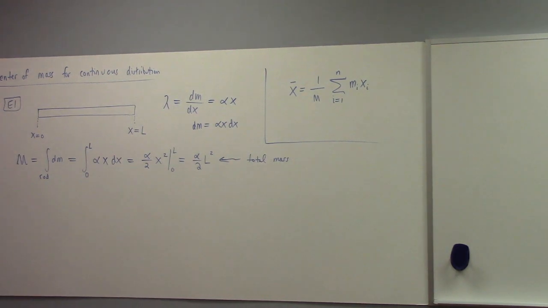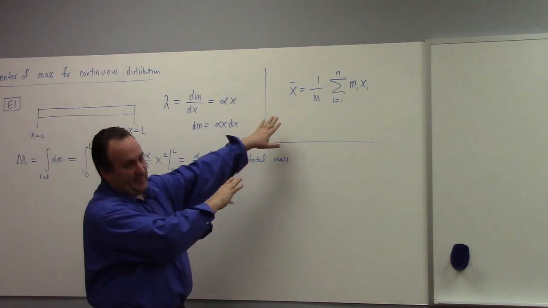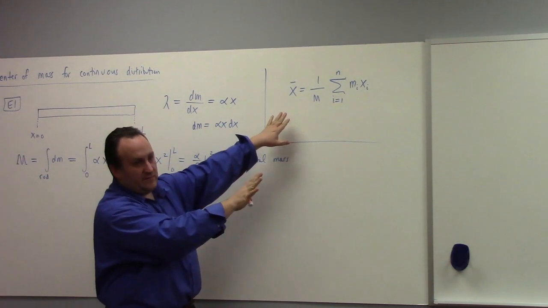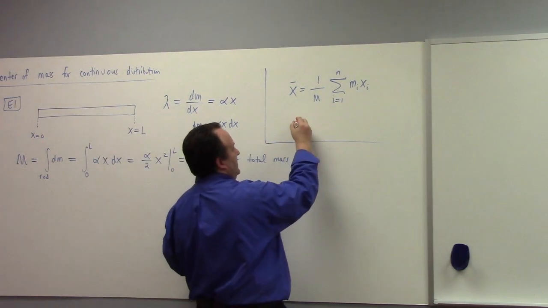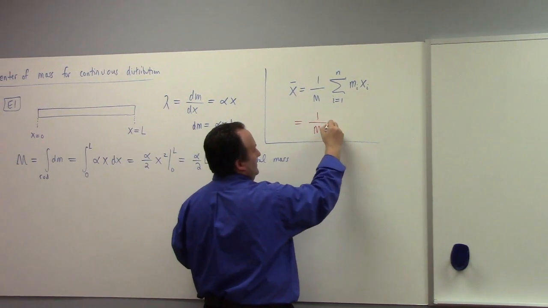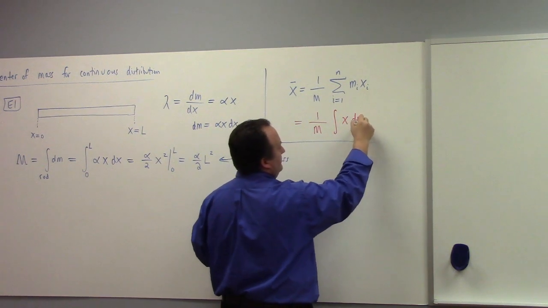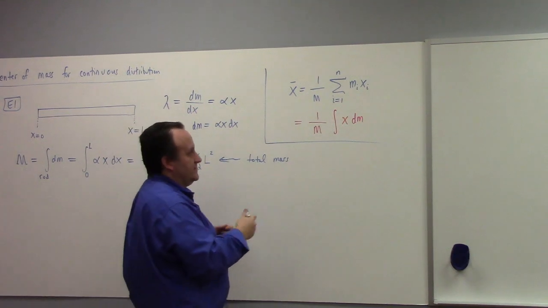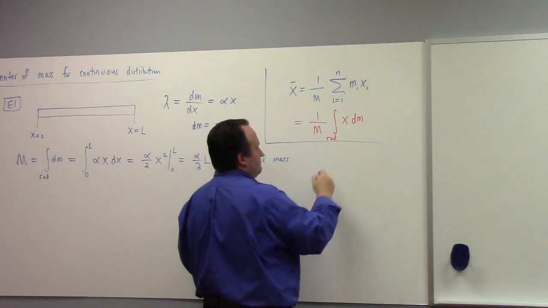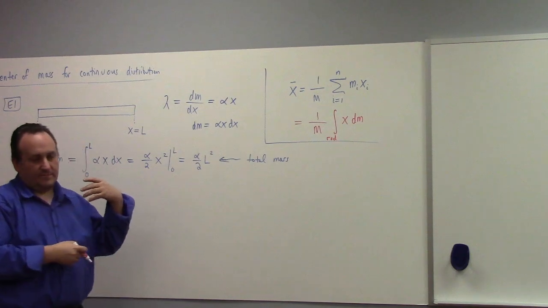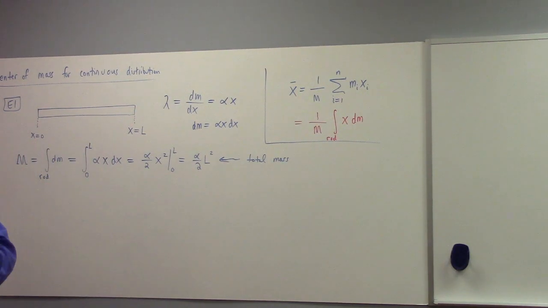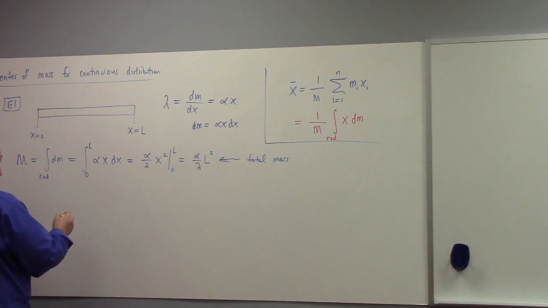Anyway, my point here is that if this is how you do it for a finite number of masses, then in the case of a continuous distribution of mass, this gets replaced with 1 over the mass times the integral of x dm. That's how you interpret this. The finite sum in the limit becomes a continuous sum, which we call the integral. And so here, how does that work out?